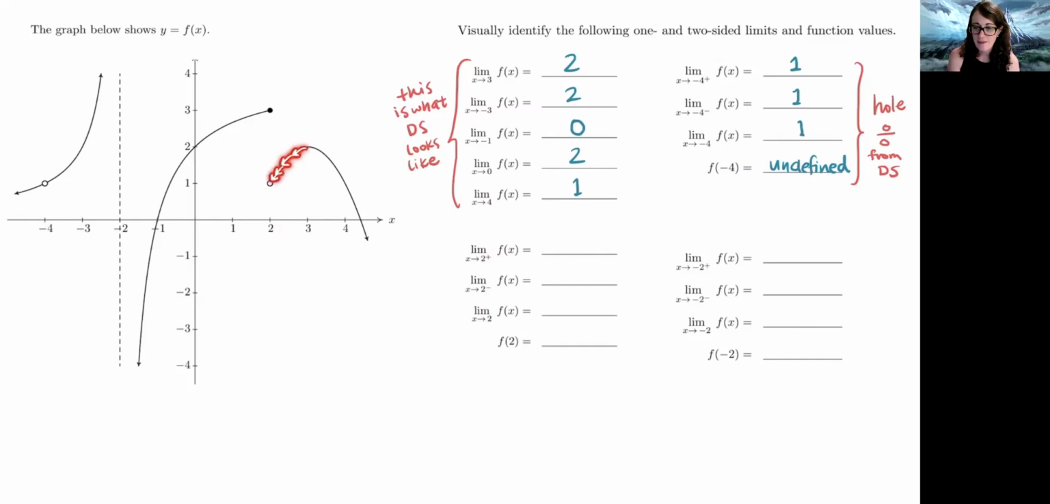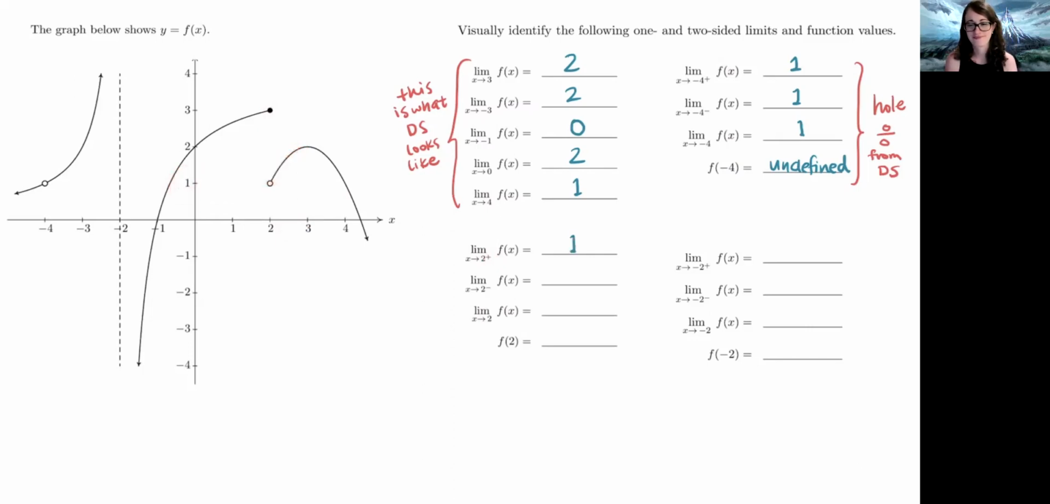And again, the limit does not see what happens at the point. We just are getting closer and closer to it. So even though there's an open circle here and a filled in circle here, the limit from the right is just heading towards +1. Okay, so that's the limit from the right-hand side at 2.